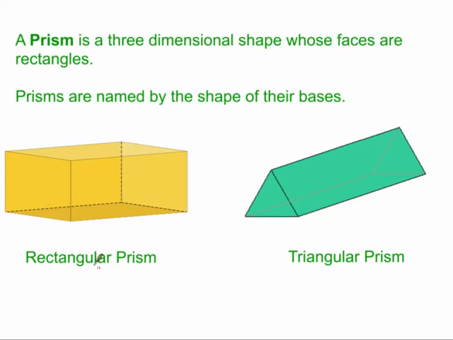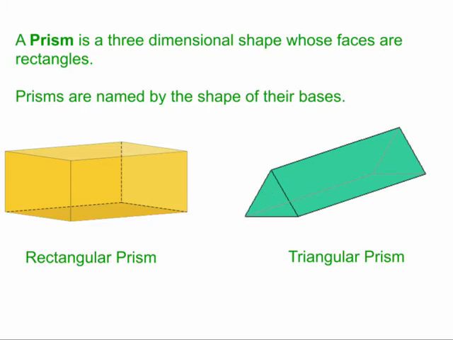So for example, if we look here, we have a rectangular prism. It's a rectangular prism because its base is a rectangle, or its two bases are rectangles. And you'll notice it's a prism because its sides are also rectangles. It's made up of all rectangles. Over here I have a triangular prism, and its base is a triangle. There are two of them. And then it has three sides, the faces, that are made of rectangles. So prisms have rectangular sides, and they're named by the shape of their bases.